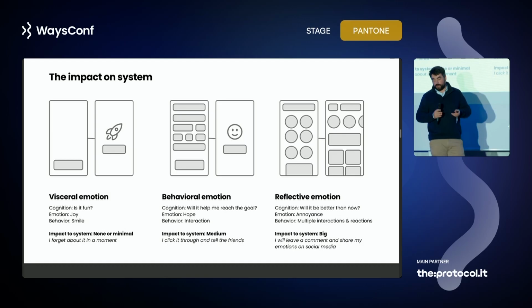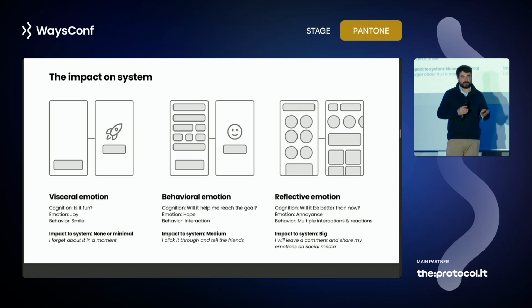But the most impactful and most dangerous, but also the opposite of dangerous, causing some good impact, is a reflective emotion. So the cognition is, will it be better than now? The product exists, and I change it. It may be good, it may be bad, I have some relationship, but I need to change it.